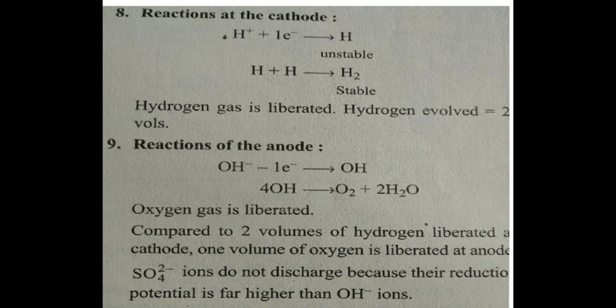Sulfate ions do not discharge because their reduction potential is far higher than that of OH minus ions. And one more reason is their position in the metal activity series or electrochemical series.